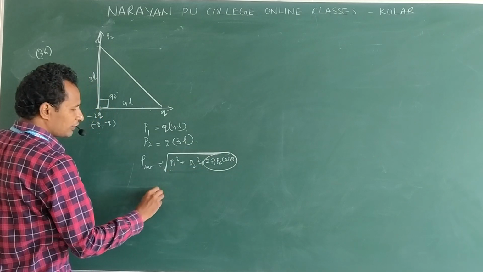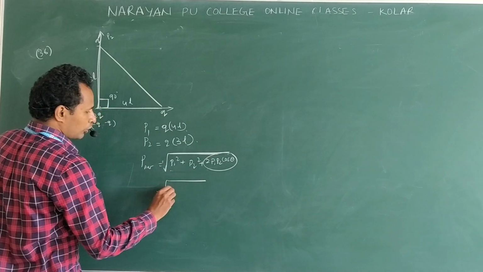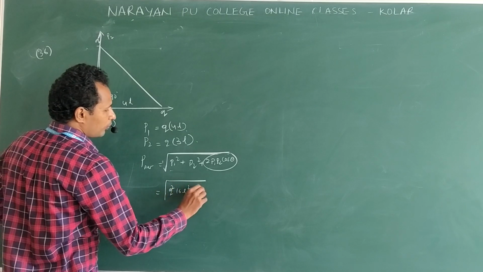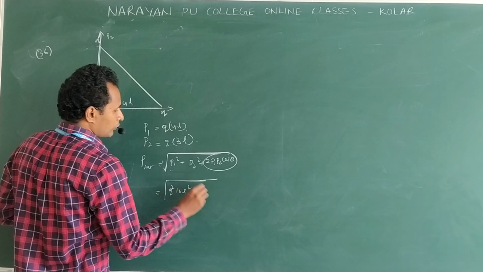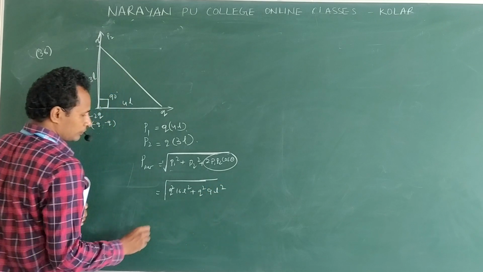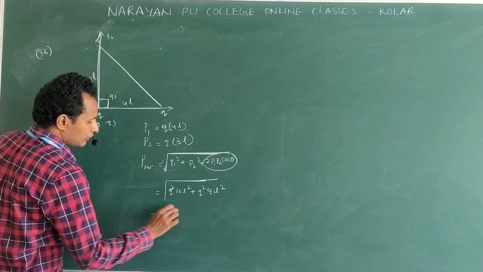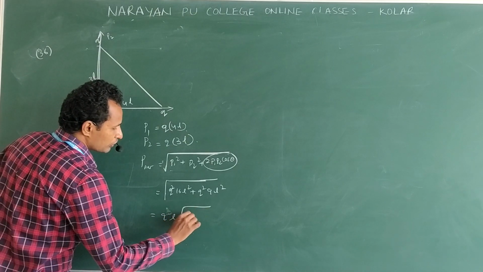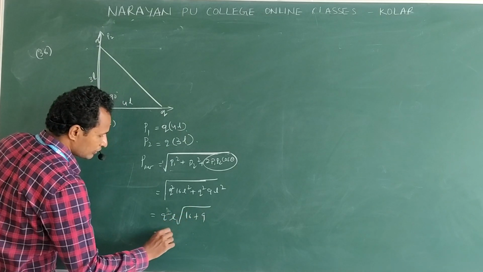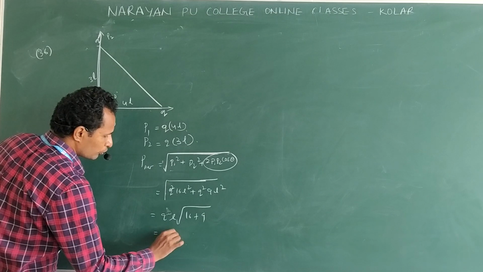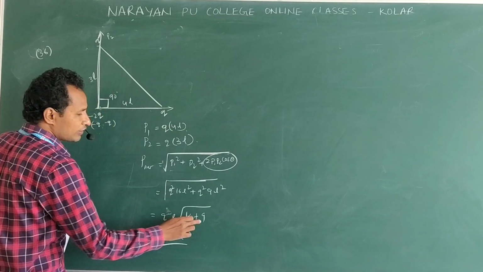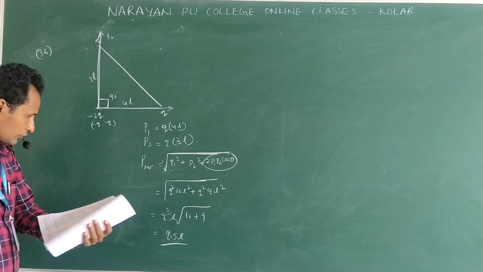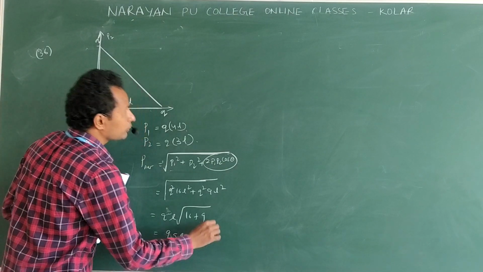We have only these two terms under the root: Q square 16 L square plus Q square 9 L square. Q square L square is common and comes out, so it is QL under root of 16 plus 9, which is QL root 25, that is 5QL. So the option is 3. The third option is correct.